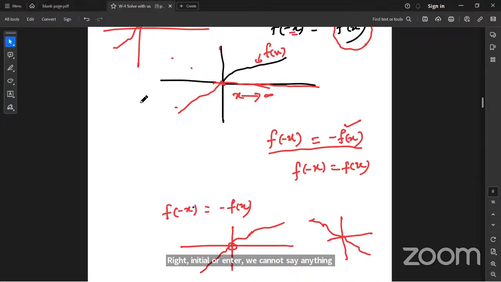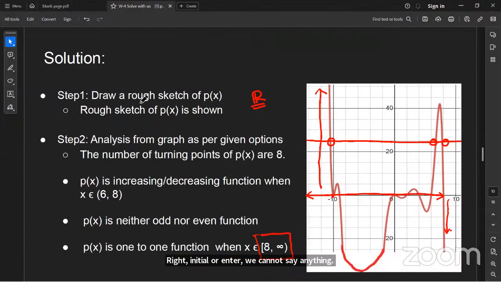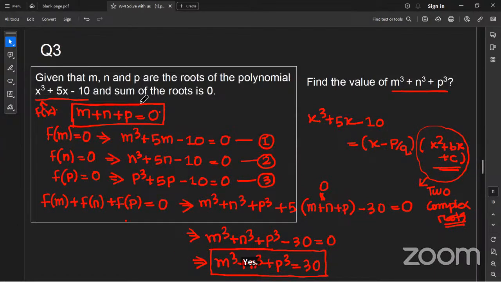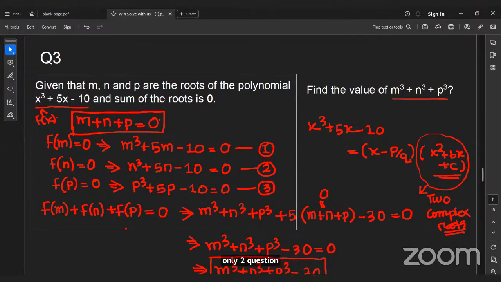Okay, let's move. Here is the solution you can see. Only two questions, sir. Done, sir. And the behavior of the graph depends on the leading coefficient.